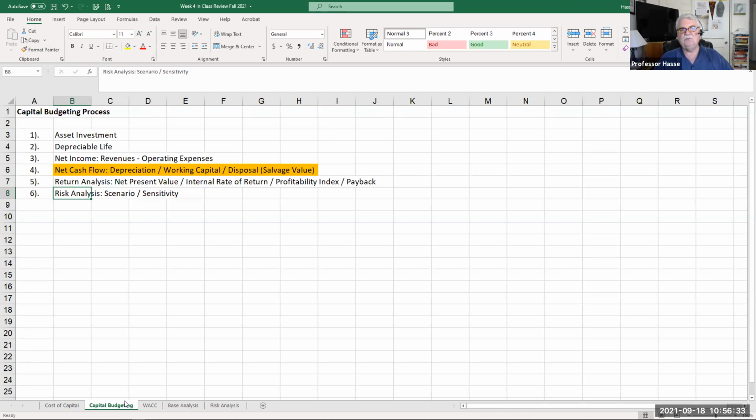Once that is all determined, you can do a return analysis, taking your cost of capital and your net cash flow, and determining your net present value, your internal rate of return, profitability index, and even payback in years. And once that's complete, you do a risk analysis. Is that information, based on projections, cost of money, and cash flow, sound? Let's test that based on scenario and sensitivity analysis. That's in chapter 11. But we're going to look at an example of this, and you're going to be doing this example next week.